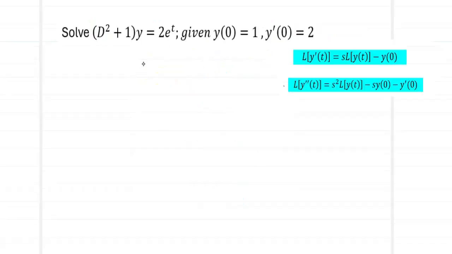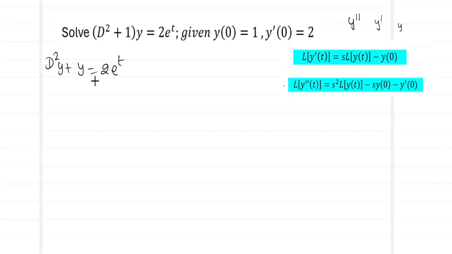We have been solving differential equations of second order. This equation is being asked to solve: D square plus 1 times of y is 2e power t. We have been given y of 0 is 1 and y dash of 0 is 2. In the first video, we had the equation written as y double dash plus y dash plus y. Now this has been given in the format D square plus 1 times of y. So this is nothing but D square y plus 1 into y is 2e power t.